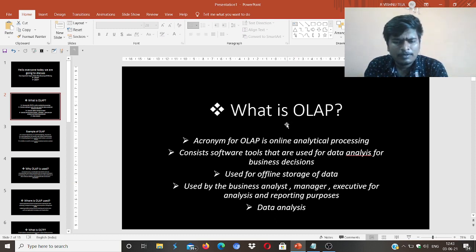What is OLAP? OLAP is online analytical processing. It consists of software tools that are used for data analysis for business decisions. It is used for online storage of data. It is used by business analysts, managers, and executives for data reporting and data analysis purposes.